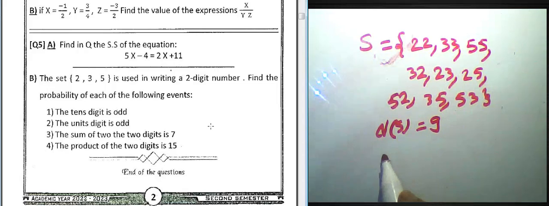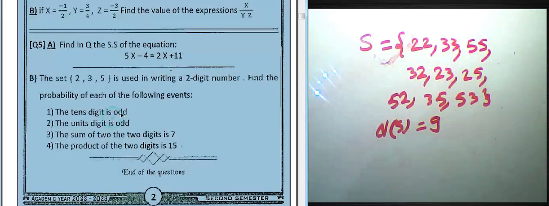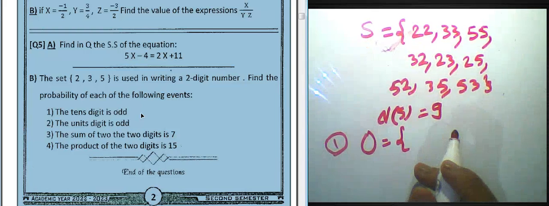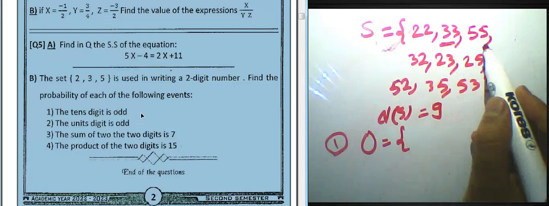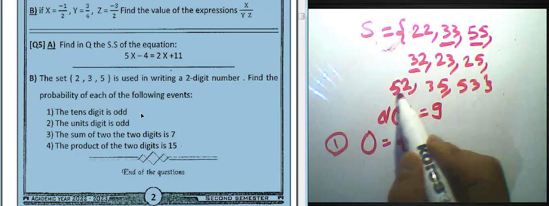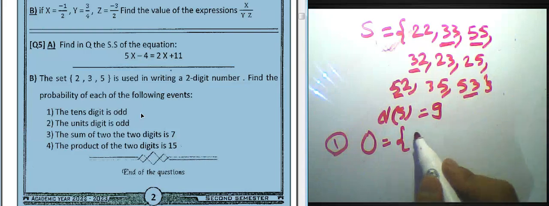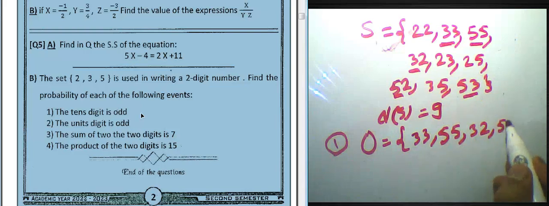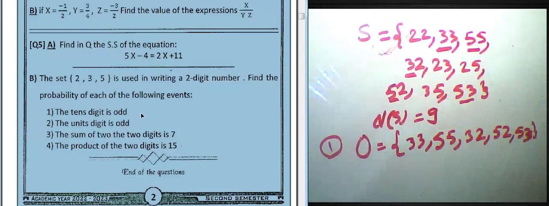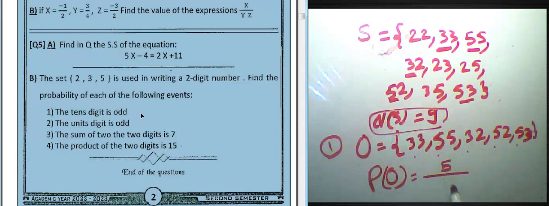Okay, and question number one, the tens digit is odd. I will write O for question number one. O refers to odd. Okay, he asked about tens digit odd. Here, 33, 55, 32, 52, 53, right? And the probability of this event will be 1, 2, 3, 4, 5 over the number of the sample space, over 9.